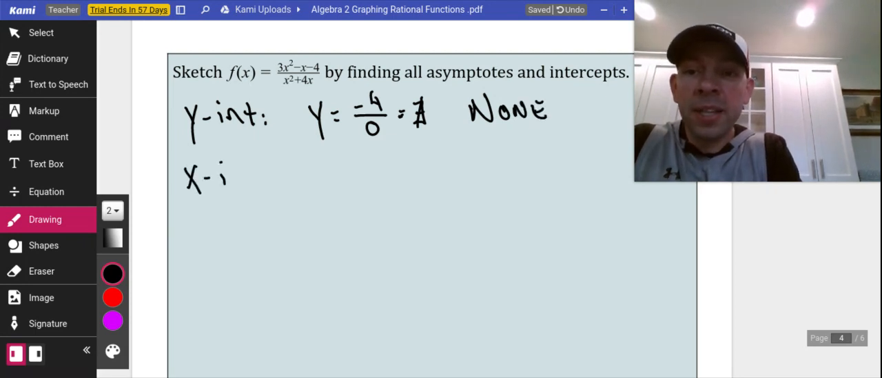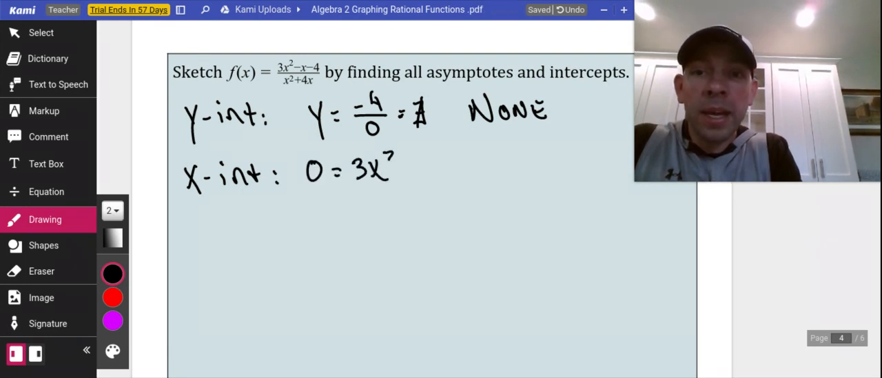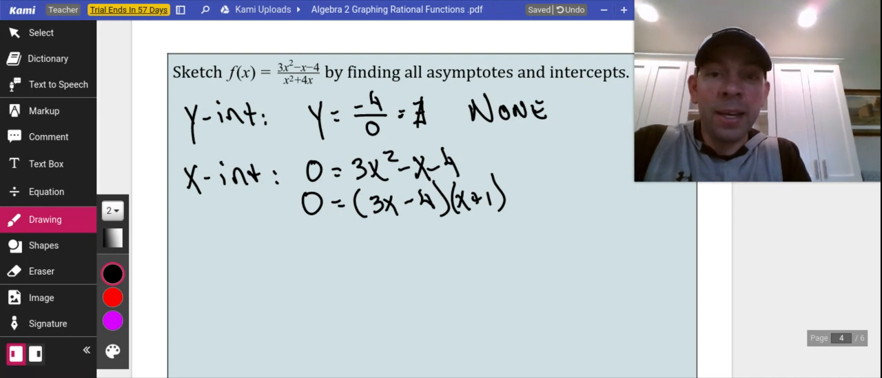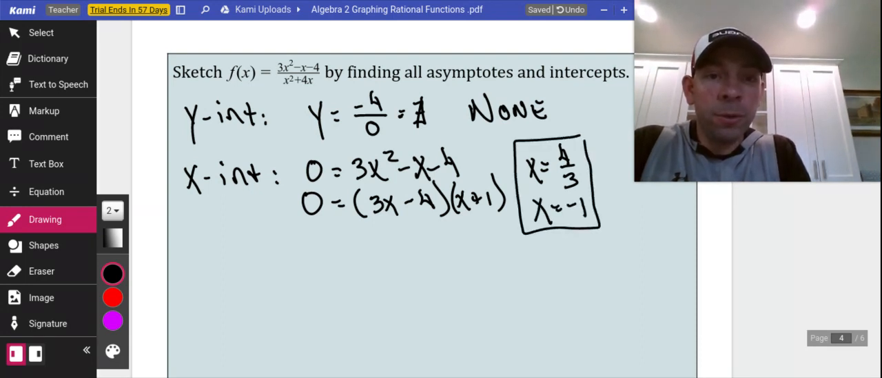For the x-intercept, we're going to let y be 0 and cross multiply. I think you may recognize this example from yesterday. We're going to go 3x minus 4 and then x plus 1. Let me double check that in my head. Yeah, I think that works. So we're going to get x equals 4/3, which is about 1.3 repeating, and x equals negative 1. So keep track of those.